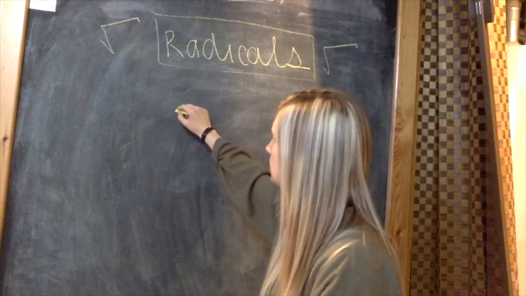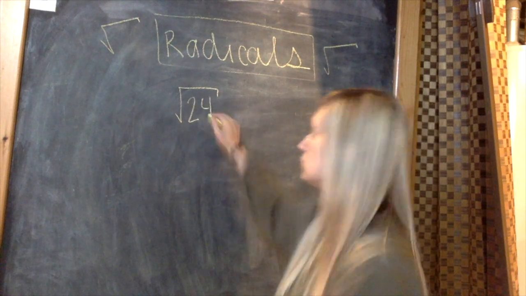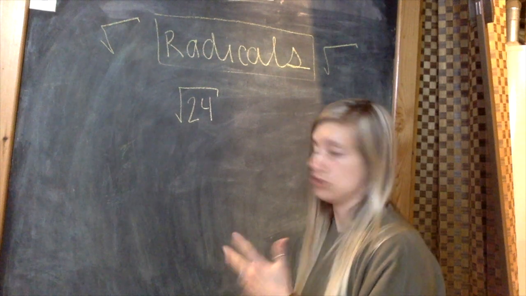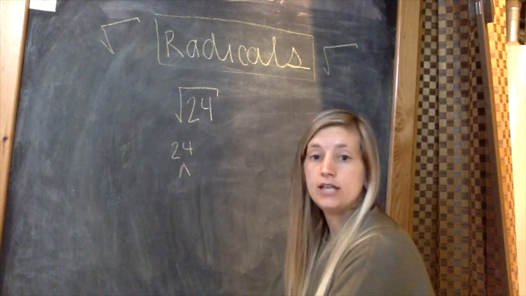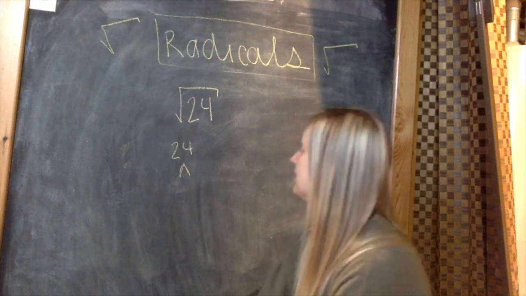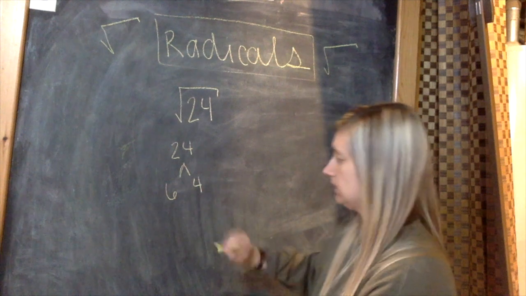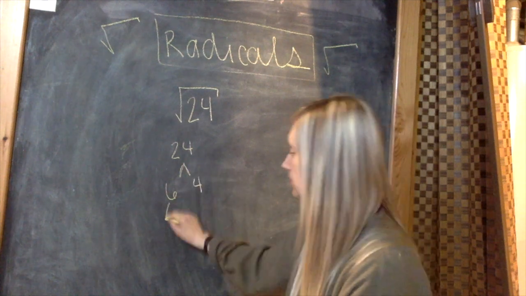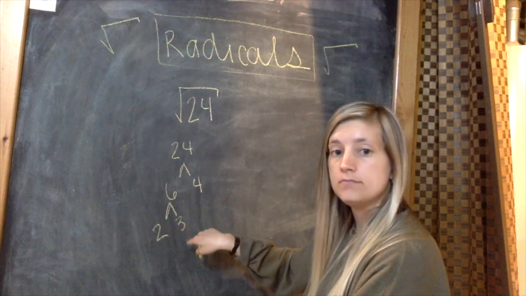Let's do the square root of 24. Your goal is to find the factor tree. So 24, break it down. You can break it down by whatever you want. I'm going to go with 6 and 4, because 6 times 4 is 24. Then I'm going to break 6 into 2 and 3, and 2 and 3 are prime, so I'm done.